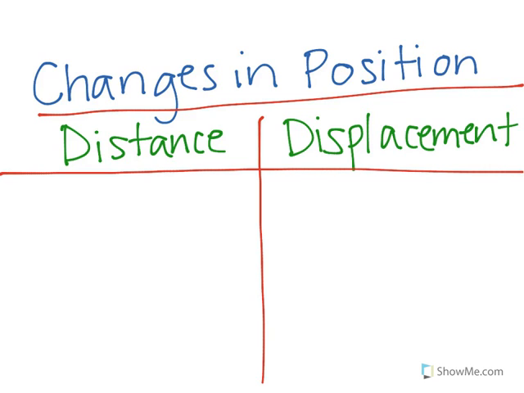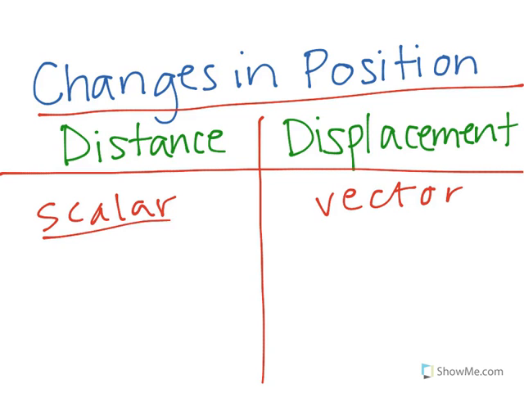Remember, we've got two different quantities here, distance and displacement. Distance is a scalar, whereas displacement is a vector. So what does this mean? Distance as a scalar only has magnitude. Displacement as a vector has both magnitude and direction.